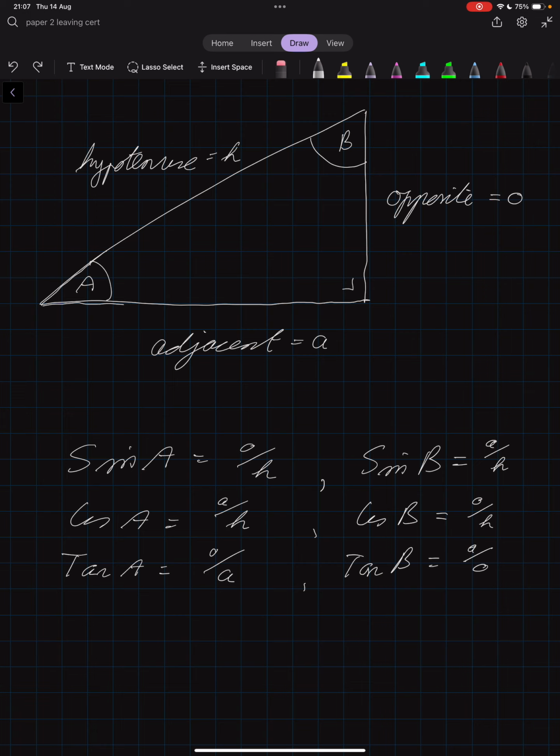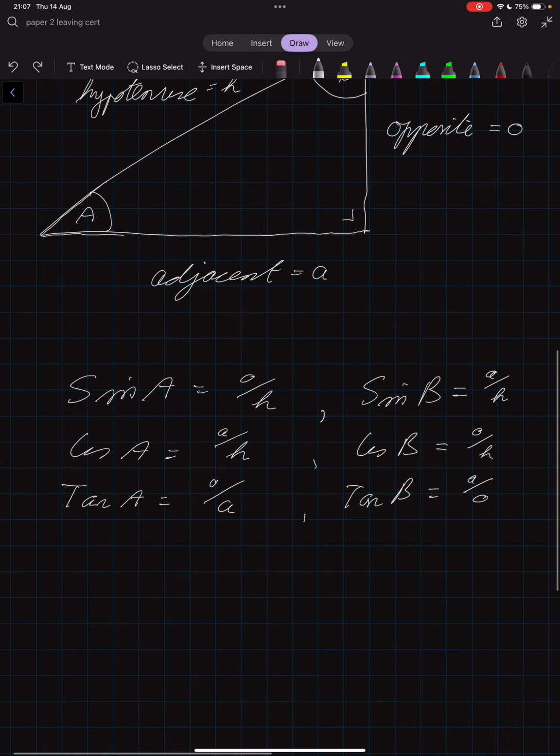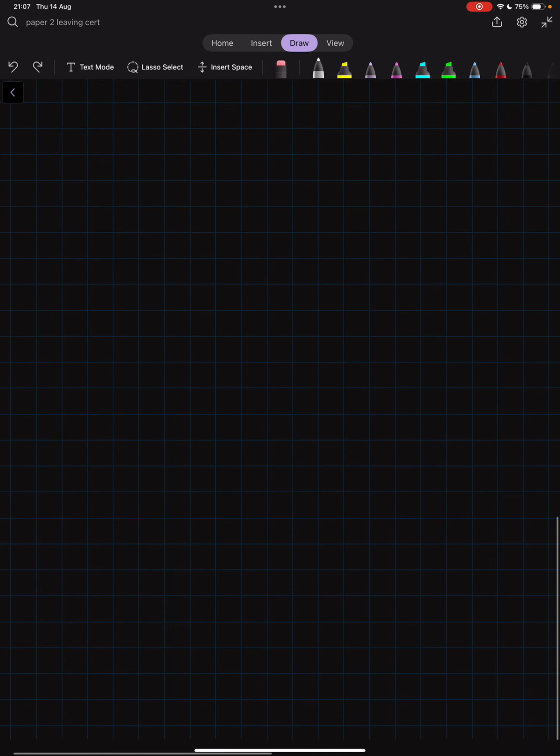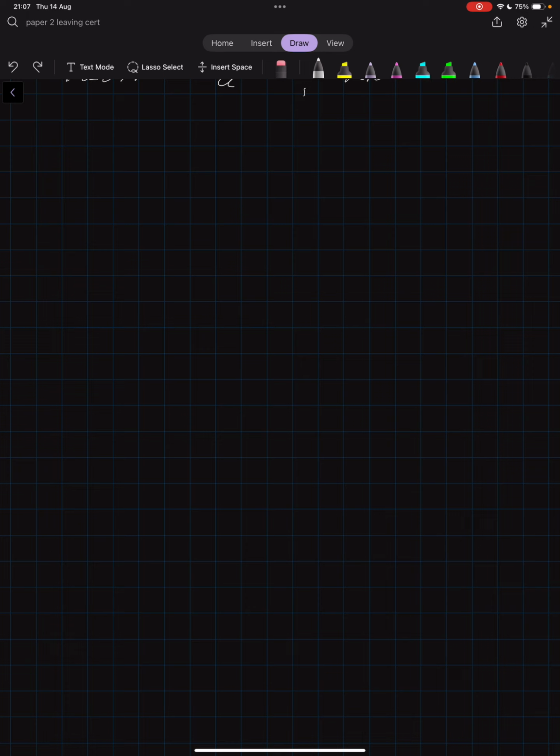And then tan is just flipped. So the tan of A is just 1 over tan B. So that's kind of that. You would have done all that in junior cert. I might just do one little example, but I'd expect this to be fairly obvious.